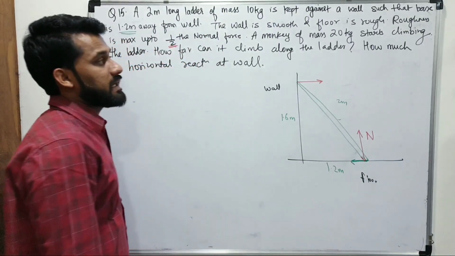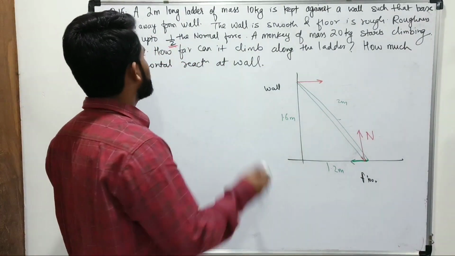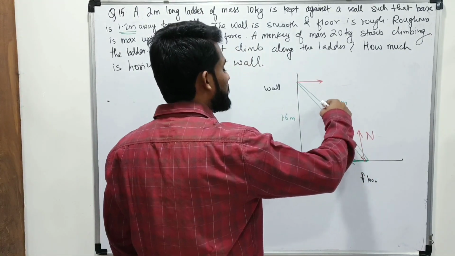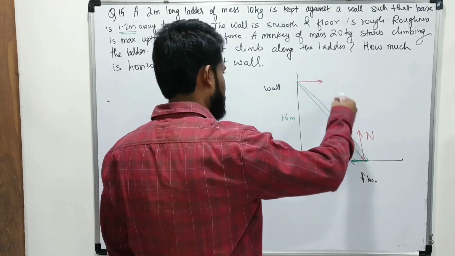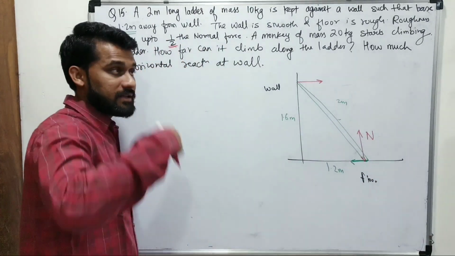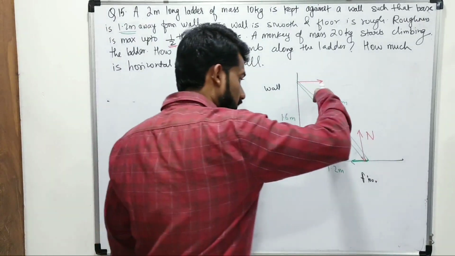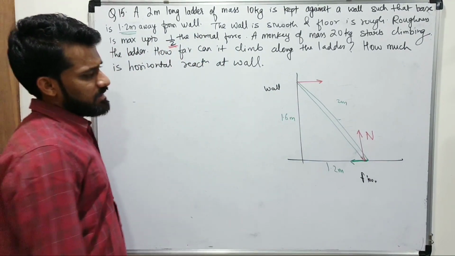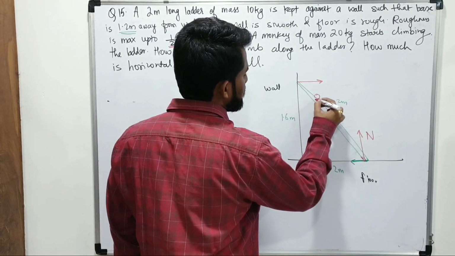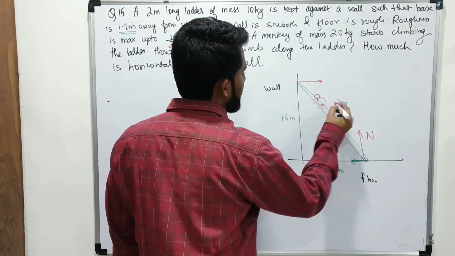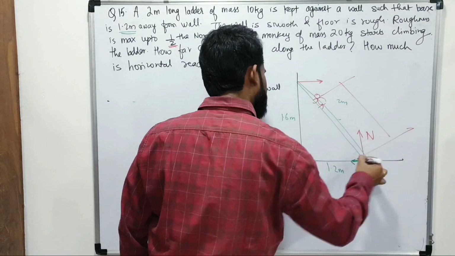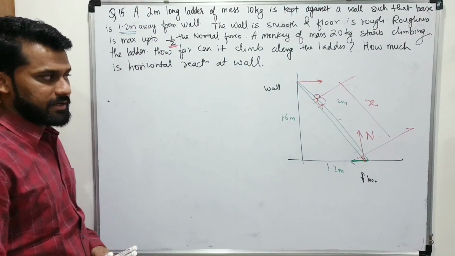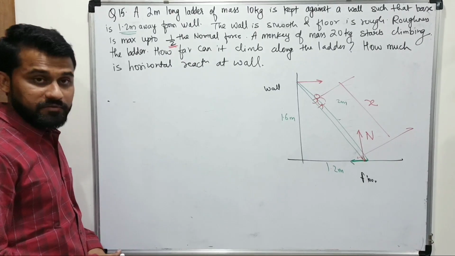A monkey of mass 20 kg starts climbing the ladder. How far can it climb along the ladder? As the monkey starts climbing, what is the maximum distance the monkey can travel along the ladder before the ladder starts slipping? That is the first question. Let us consider the monkey travels up to distance x. This is the distance x. After that, this ladder is going to slide. Then what is the value of x? That is the first question.